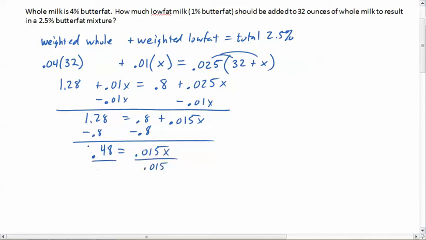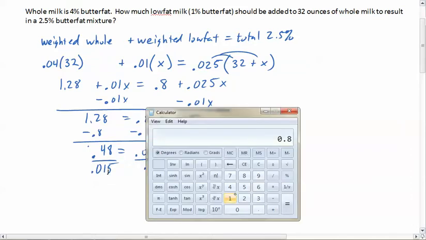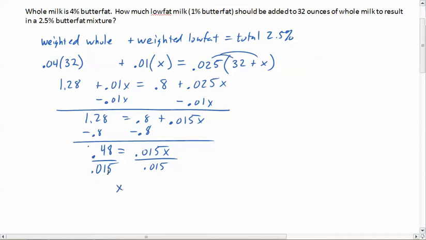See, this is just solving equations. Once you get past the initial setup, this is actually really easy. So we'll go 0.48 divided by 0.015, and we get 32. So x equals 32 ounces. And so that's how much low-fat milk we need. All right? So that was pretty easy.